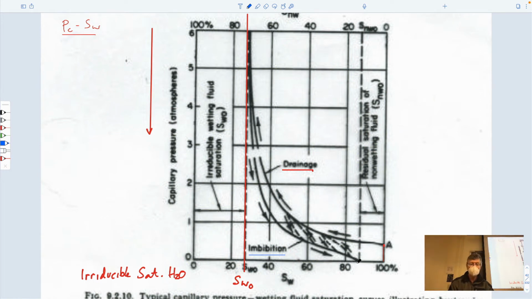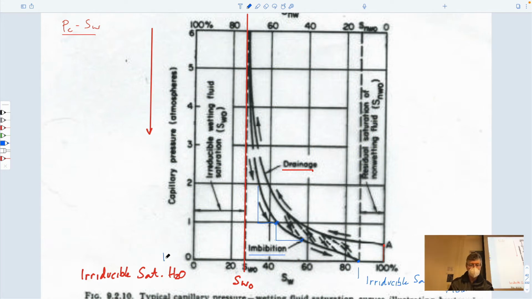And so that increases by doing exactly what we've done before. Remember, we drop the pressure and you reach an equilibrium saturation. You drop the pressure, you reach an equilibrium saturation like this. Ultimately, you get to this point. And this point represents another important feature. This is the irreducible saturation of the non-wetting fluid.